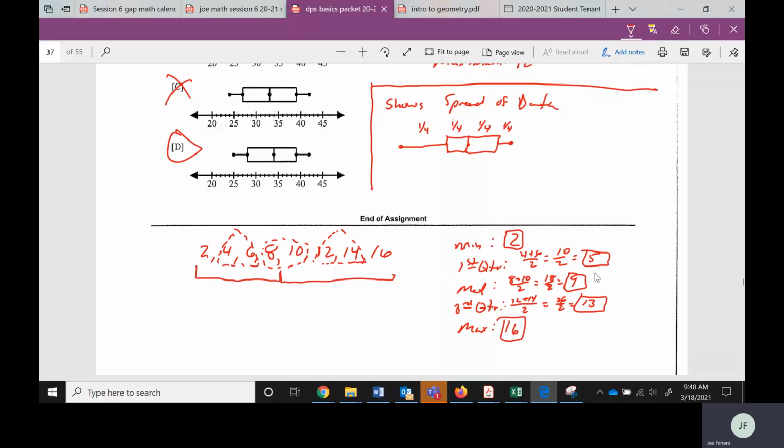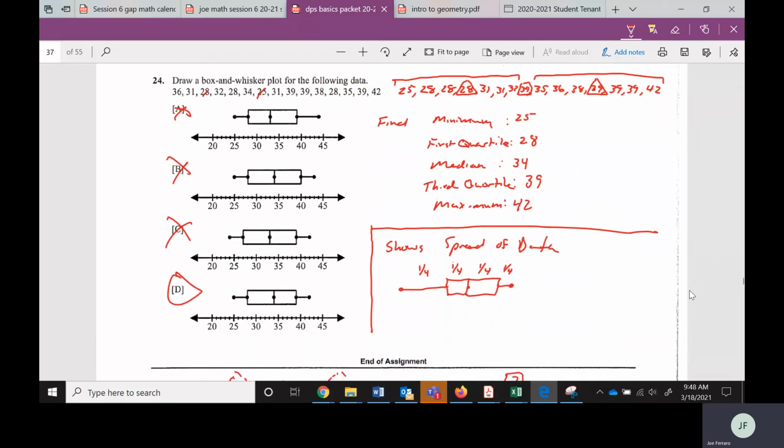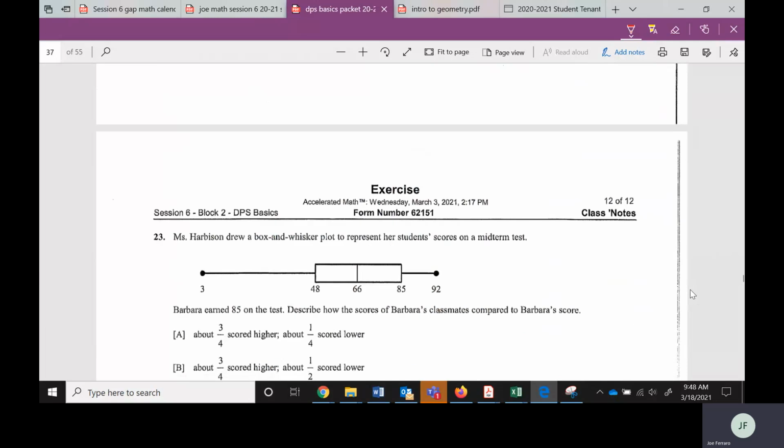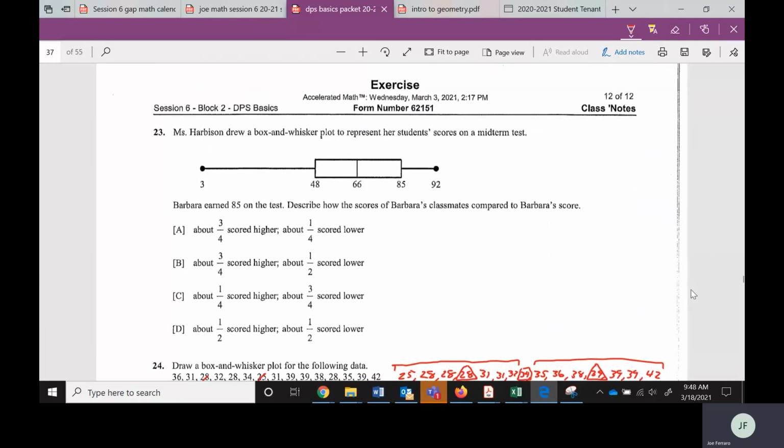The rest of the problems aren't that hard for the box and whisker plot. So these next ones will go pretty quick. So if we work backwards here, let's go to 21. Oh, actually, no, 23 first. So there's no actual math to do here. You just have to understand.